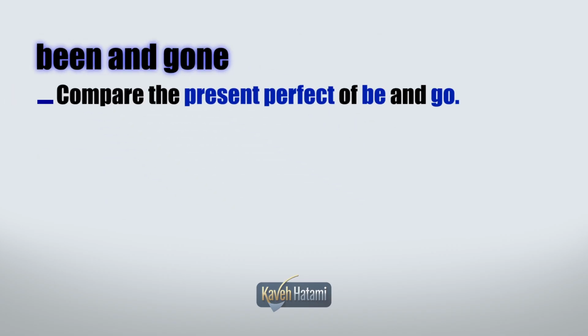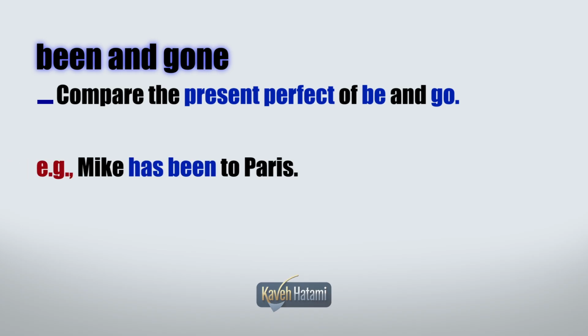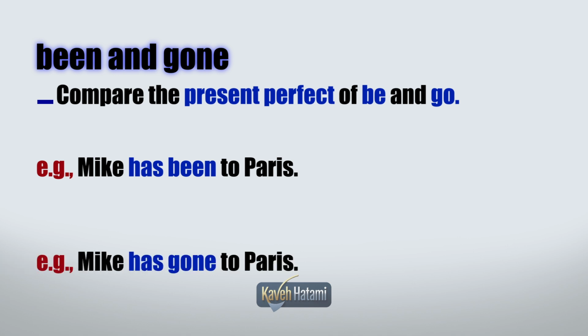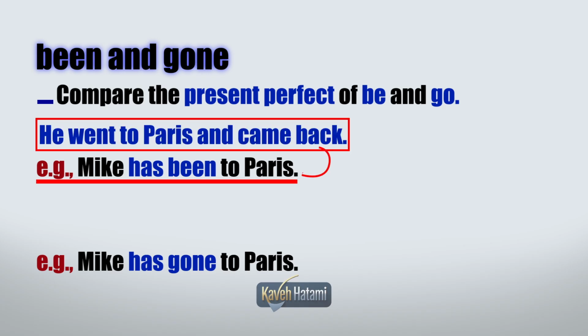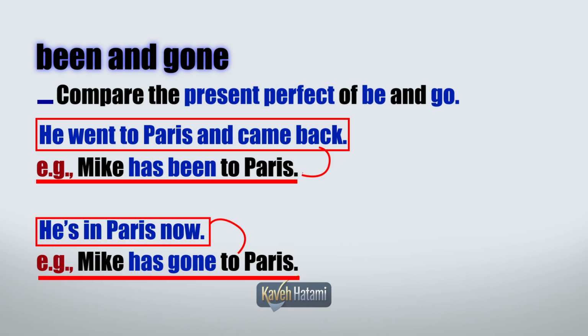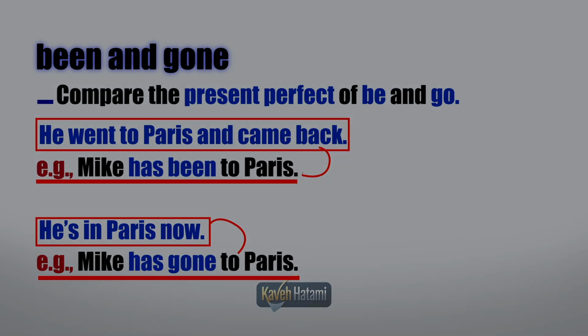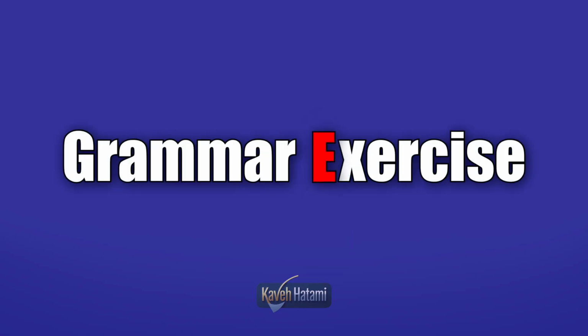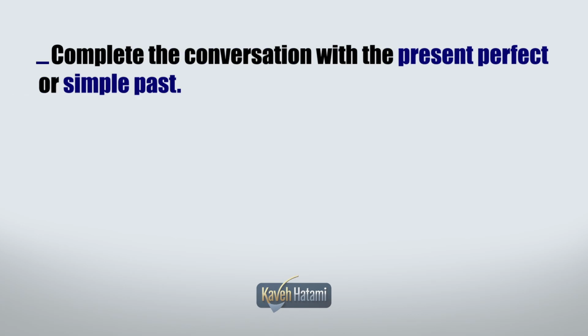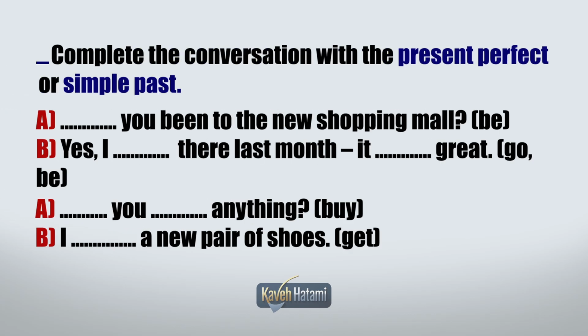Been and gone. Let's compare the present perfect of be and go. For example, Mike has been to Paris, or Mike has gone to Paris. What is the difference? Mike has been to Paris means he went to Paris and came back. But Mike has gone to Paris means he is in Paris now. One more practice. Complete the conversation with the present perfect or simple past.